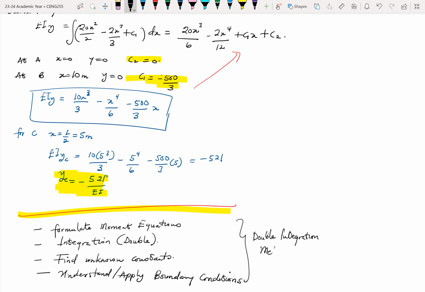So normally the double integration method is useful for finding the deflections. All right, yes, you can also find slopes anyways, but the whole idea of the double integration method is to find deflections.